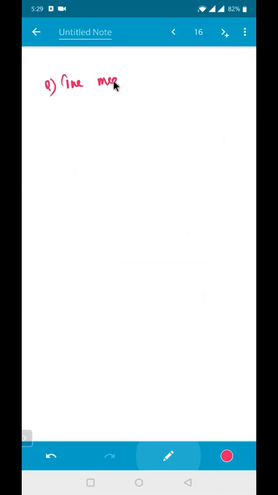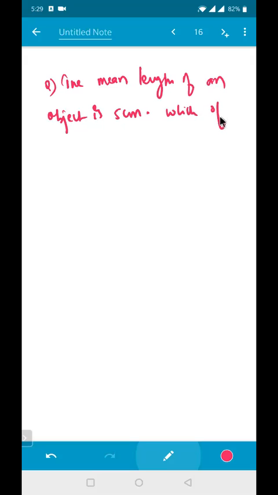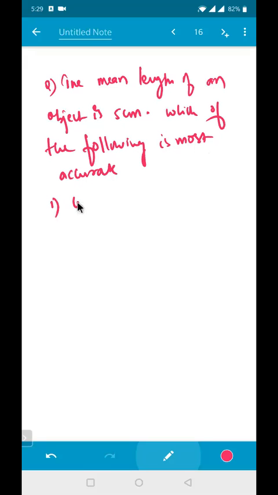Say for example, the mean length of an object is 5 centimeters. Which of the following is most accurate? Give me the answer in the chat box. First one is 4.9 centimeters, second one is 4.805 centimeters, third one is 5.25 centimeters, and fourth one is 5.4 centimeters.